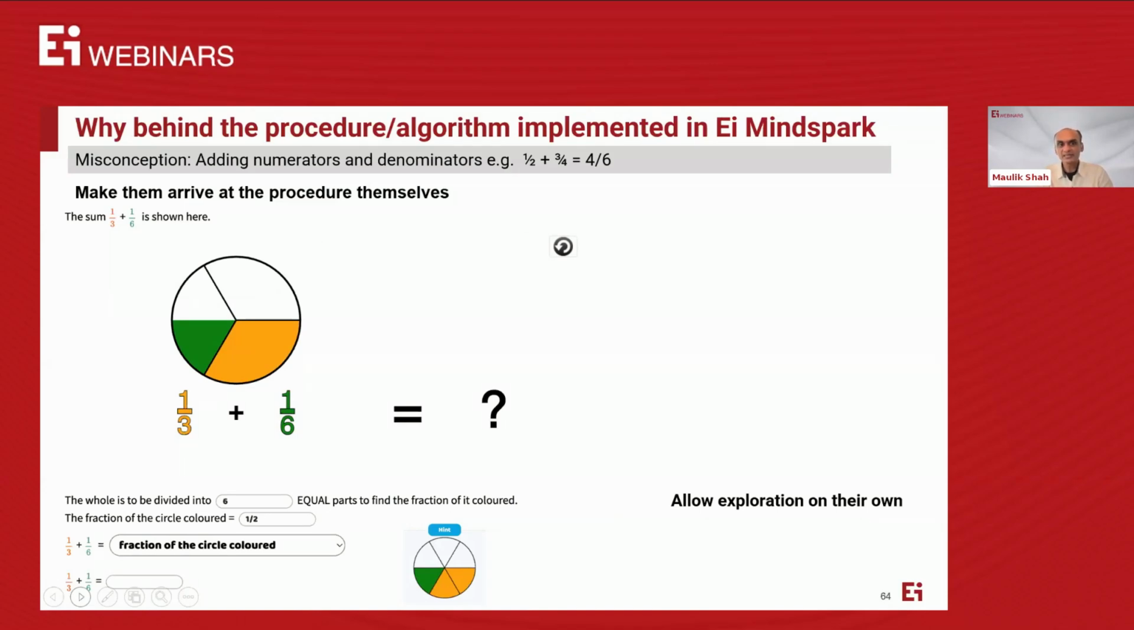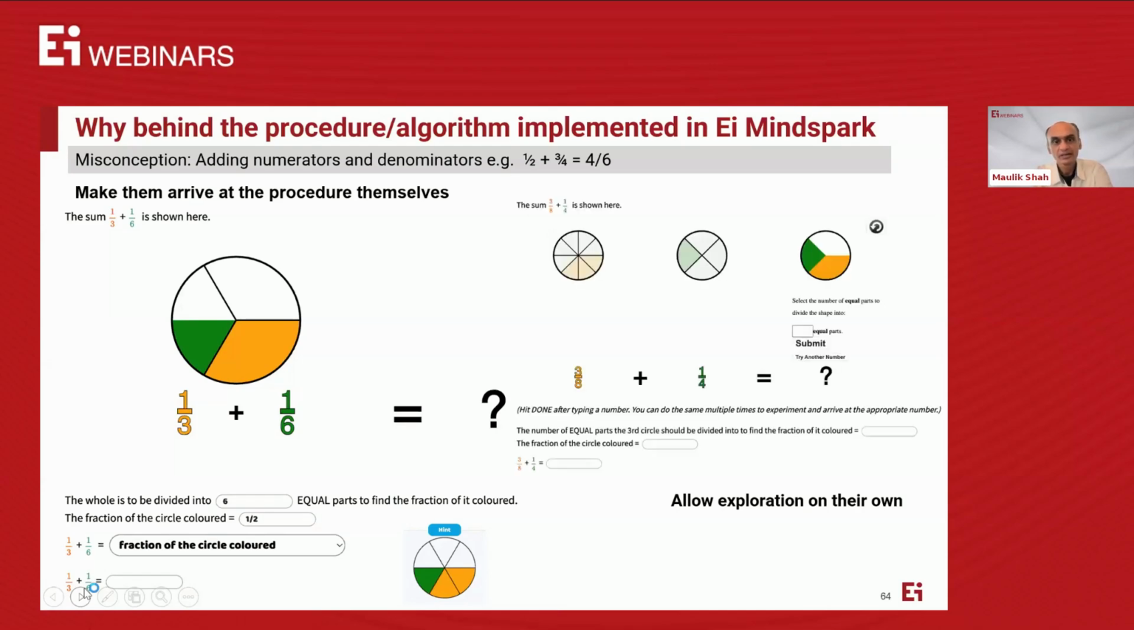Here they can see the sum is same as half, which is the fraction of the circle colored. And to find why it is half, they can see the divisions equal, the shape needs to be divided into equal parts, which is 6. That is common denominator, common multiple of 3 and 6. Next one. Yeah, so this is what we allow exploration.